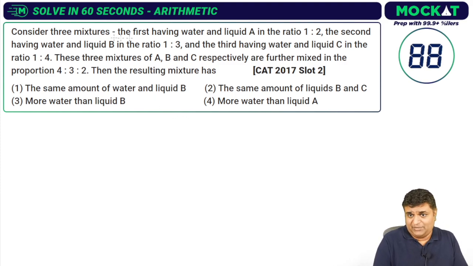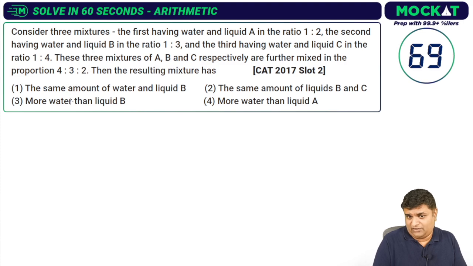Now consider three mixtures, the first having water and liquid A in the ratio 1:2, second water and liquid B in 1:3, and third water and liquid C in the ratio 1:4. The totals are 3 parts, 4 parts, 5 parts, but they are mixed in the ratio 4:3:2. Okay, so how do we do that?